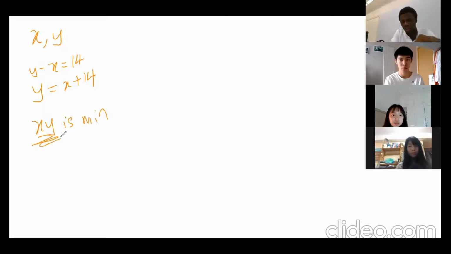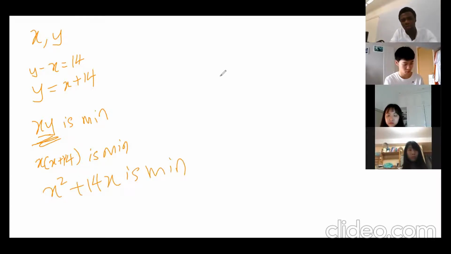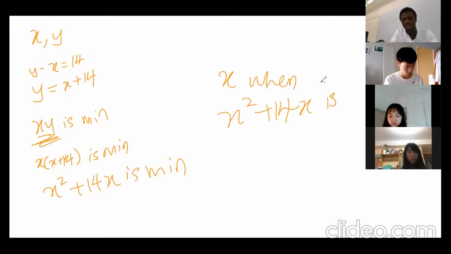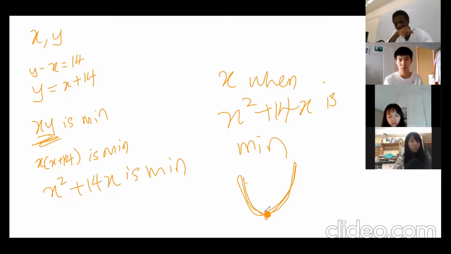So you need the function x times bracket x plus 14. Good. So you want to know when this is minimum. This is quadratic. So basically, you are looking for x when x squared plus 14x is minimum, so you are looking for x at this point. Does this make sense? Clarissa? Brandy? Does it make sense?